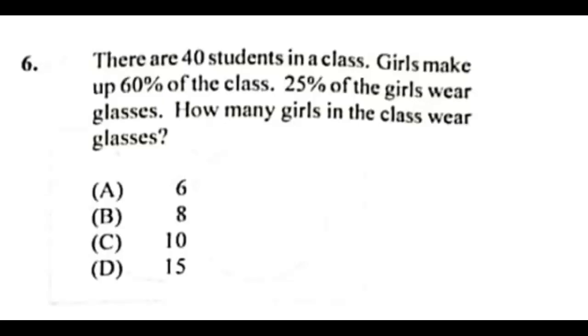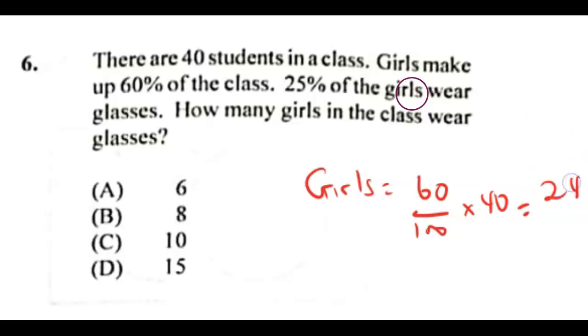Number 6 says there are 40 students in a class. Girls make up 60% of the class. So girls are 60% of 40, which is 24. 25% of these girls wear glasses. So 25% of that wears glasses, so you just divide by 4. So how many girls wear glasses? The answer is E.